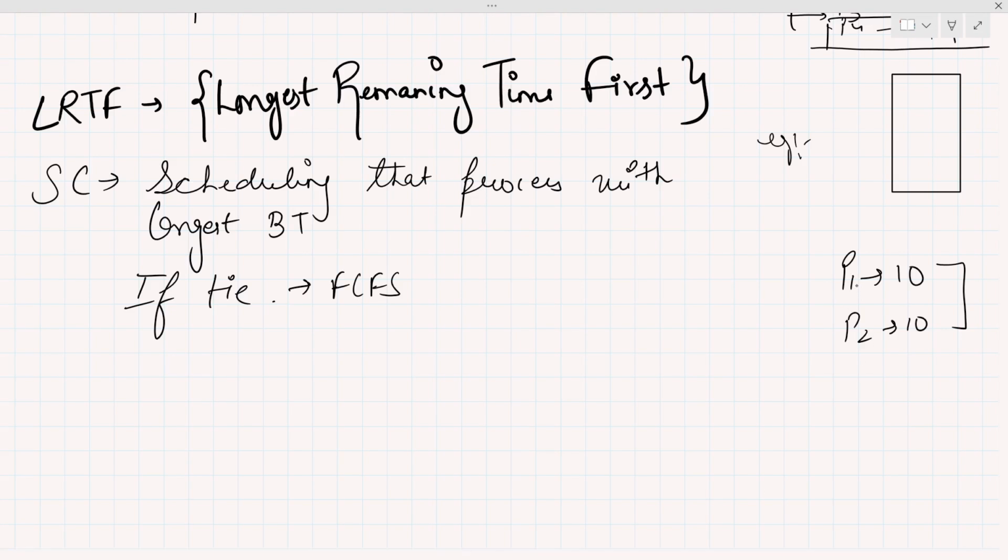So in this case, P1 and P2. We assume that all come at 0 arrival time. P1 is the process which comes first and then P2 comes second. So definitely P1 is selected first and P2 second in a tie situation.